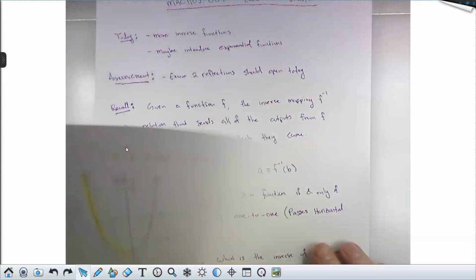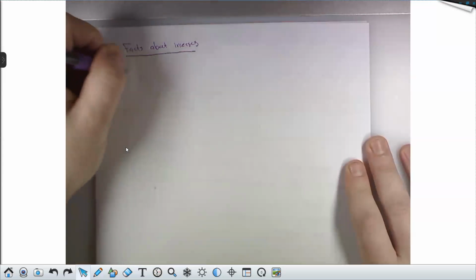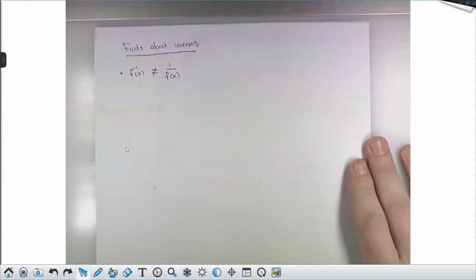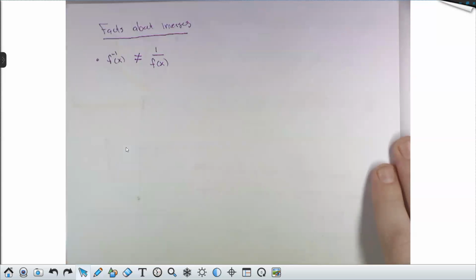So I want to talk about the symmetries that you see in the graphs of f and f inverse. This will be the last thing we say about inverse functions. So, facts about inverses. First, f inverse of x is not the same as 1/f of x. I want to get that out of the way first. Inverse is not the same as reciprocal.